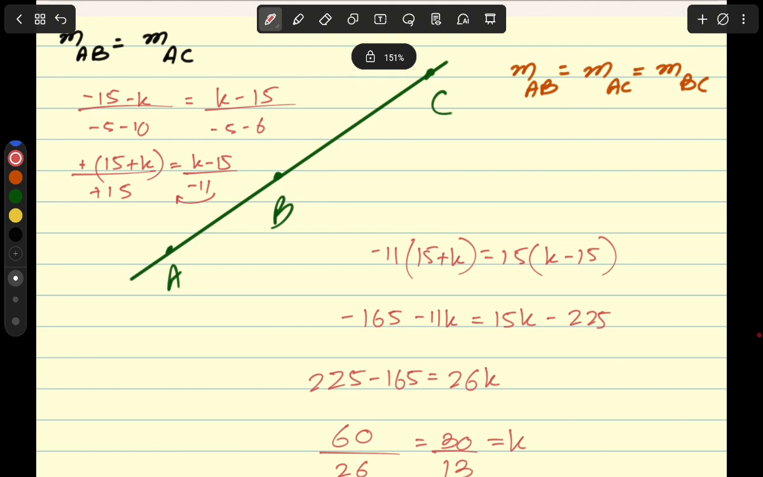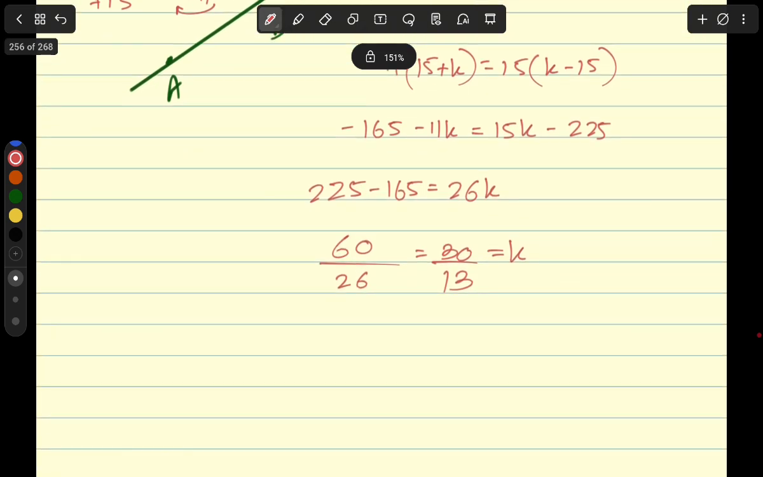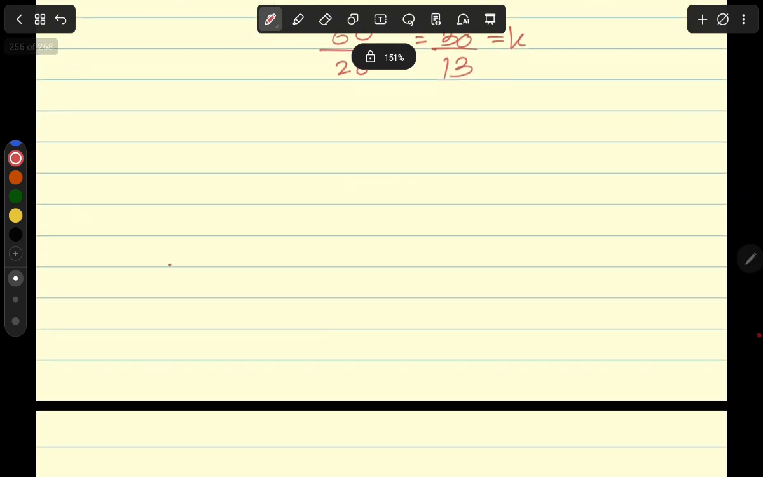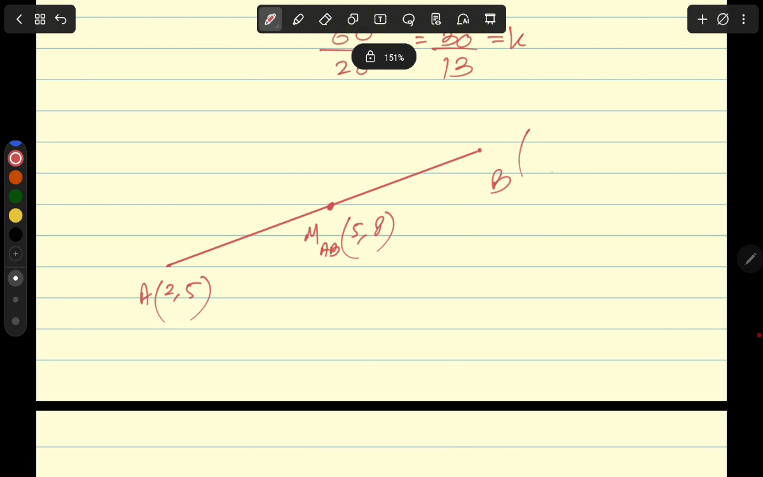So let's move on to the section 2, where we are going to find the unknown coordinates. Okay, now let's say that you have a known midpoint. There are 2 points A and B, and you have a known midpoint. Okay, let's say the midpoint of A and B is known. Okay, and one of the endpoints is also known. Let's say that this is 2 comma 5, this is 5 comma 8, but this is not known.